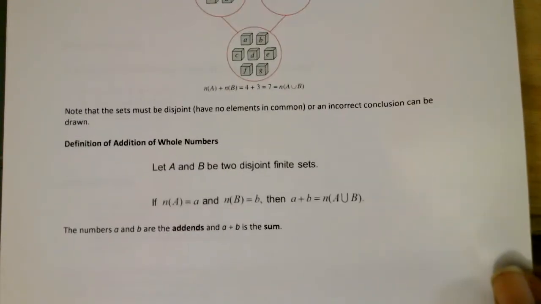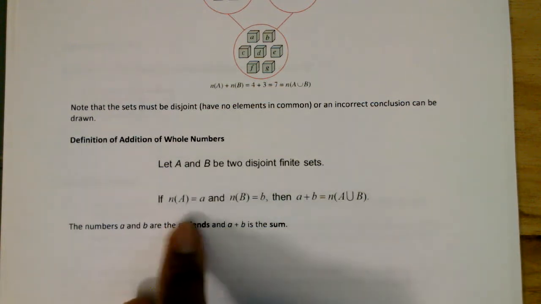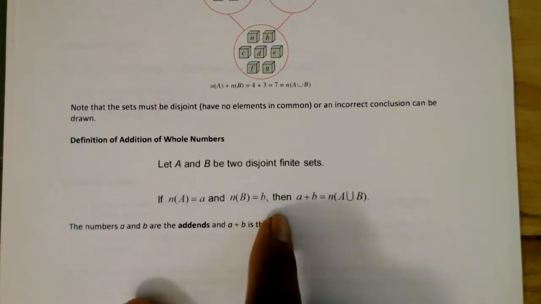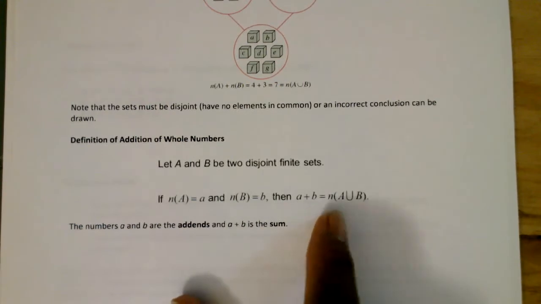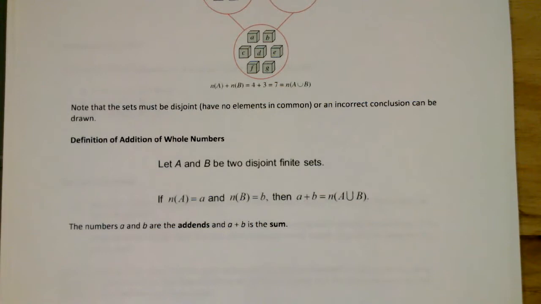Okay. So here's a formal definition of addition of whole numbers. If we let A and B be 2 disjoint finite sets, and disjoint means that what's in A is not in B, and what's in B is not in A. Those two sets have nothing in common. So if the number of elements of A is equal to lowercase a, and the number of elements in B is equal to lowercase b, then a plus b will be equal to the number of elements in the union of sets A and B.